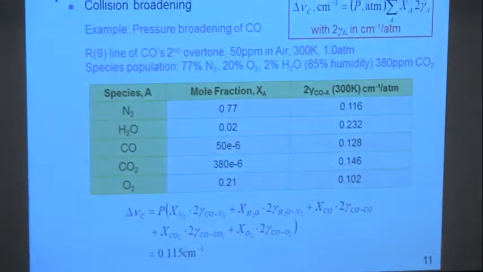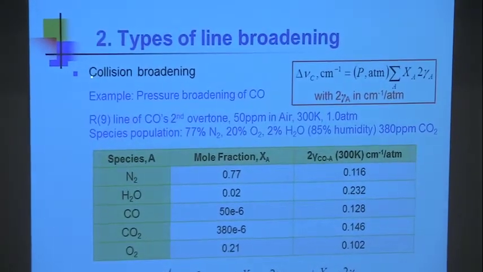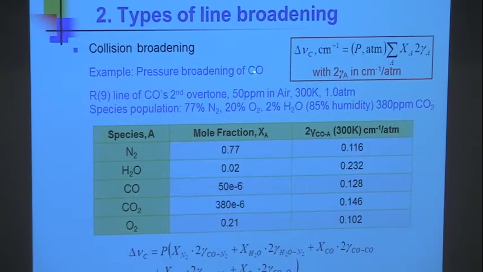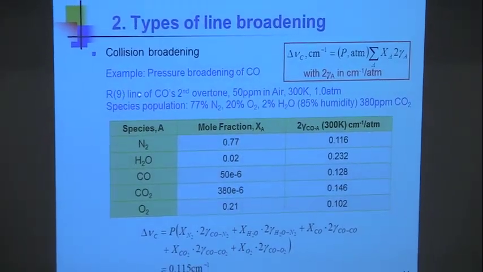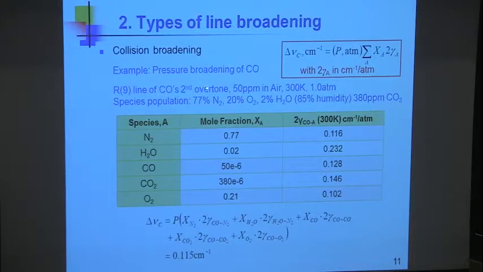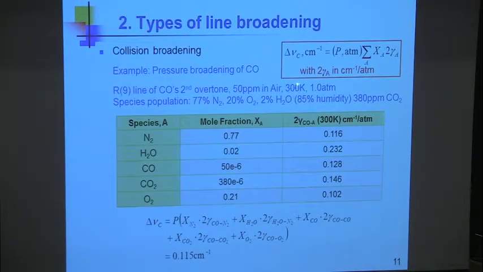Okay, so let's look at collision broadening for some typical gases. Let's imagine pressure broadening of CO, looking at the R9 line, second overtone, 50 ppm in air, 300 kelvin, 1 atmosphere. So here's a mixture of mole fractions of these species. We have to know the collision broadening parameter for each of these species, and they vary slightly. Then we just execute the summation, and we've got the final full width at half maximum, which is close to my crude number of 0.1. So if you know the mole fractions and the individual broadening parameters, I can calculate the collision width.